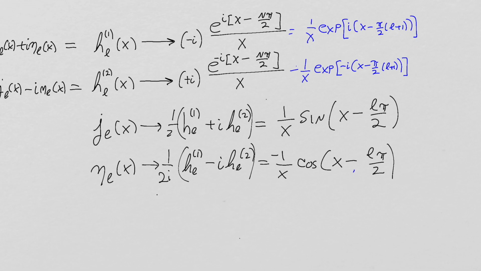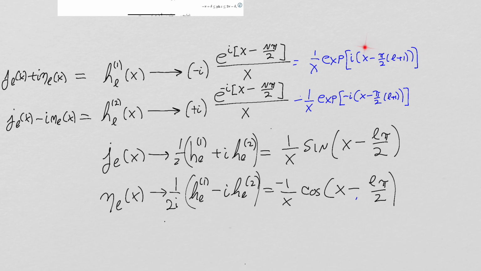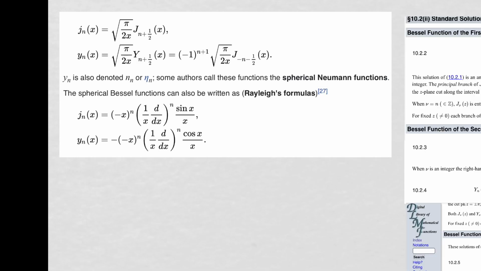But regardless, the point is the asymptotes are right. The asymptotes are right. So we want to understand why these asymptotes are what they are. But let's have a quick look at what they are, actually.